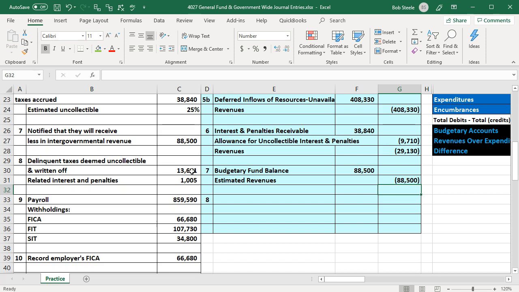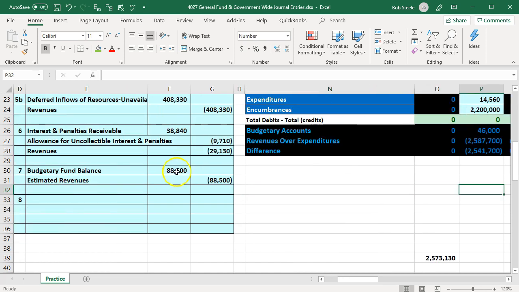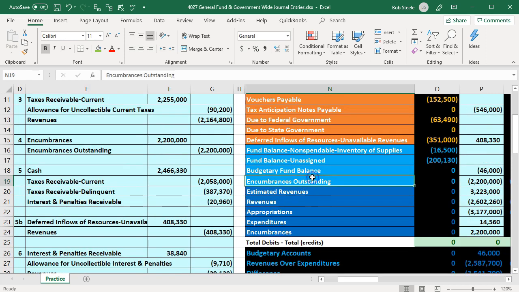So there we have it. We're just adjusting the budgetary account for the bad news. So then we're going to say that this budgetary fund balance, we'll scroll back up.